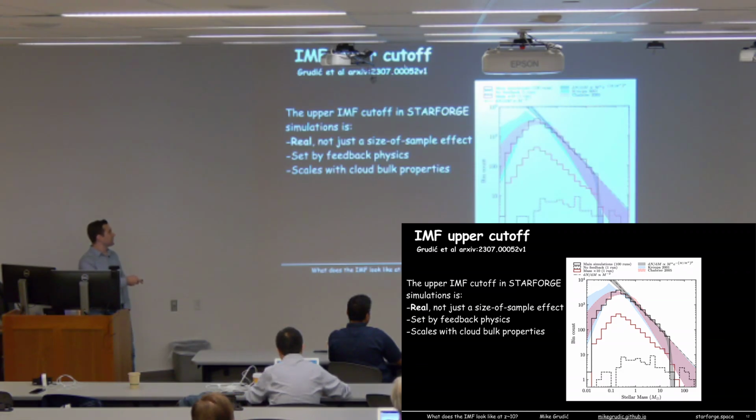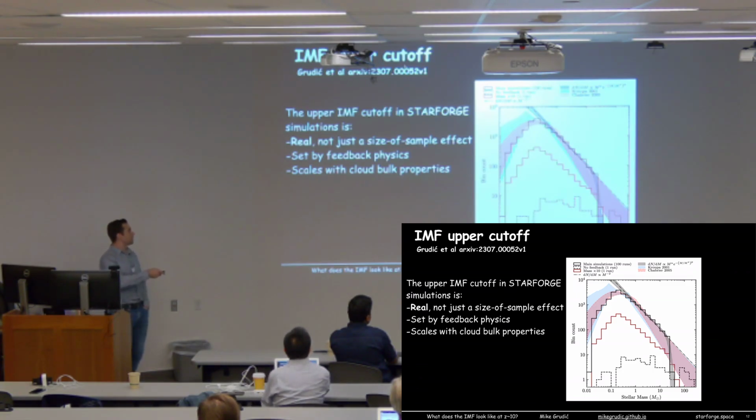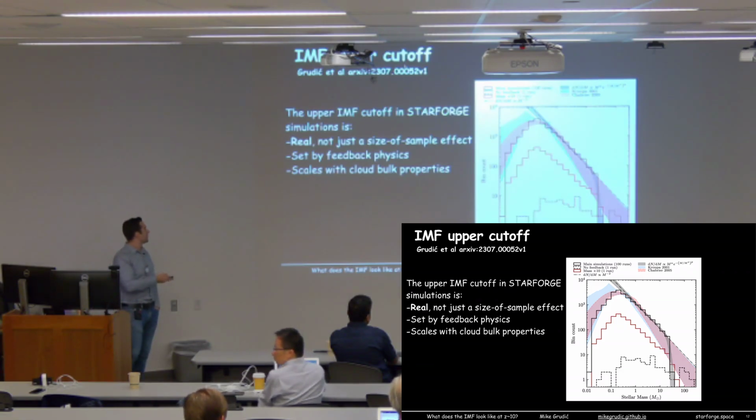So this cutoff is real, it's physical, it's set by feedback physics, as you can see by comparing with the DASH model here, which has no feedback, and forms very massive stars. And it also scales with the bulk properties of the host cloud forming the star cluster, which we can see by comparing with this one model in burgundy here, which is a 10 times more massive cloud. And that one cloud formed a maximum stellar mass twice that of the entire sample of lower mass clouds.